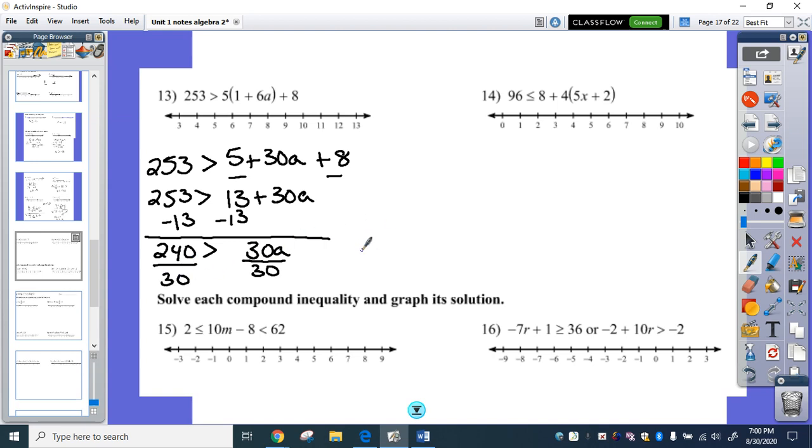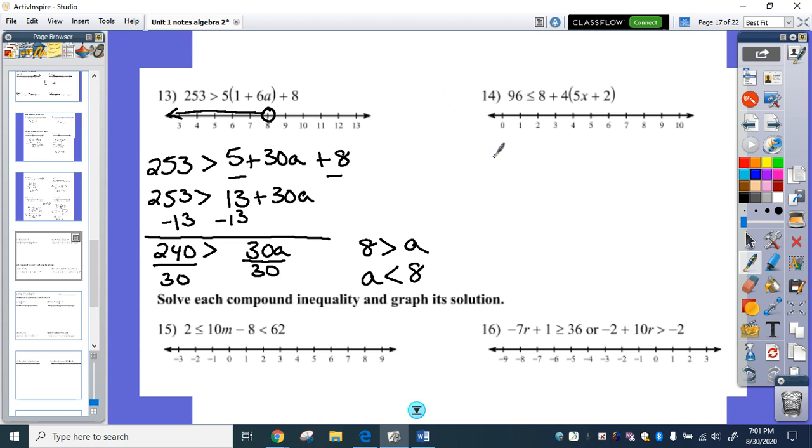Now that's going to leave us with 8 is greater than a, but we're going to flip it all backwards and say a is less than 8. So we're going to have an open circle at 8, shade left for less than, and we're all set. Let's change colors just in case we run into some room issues.